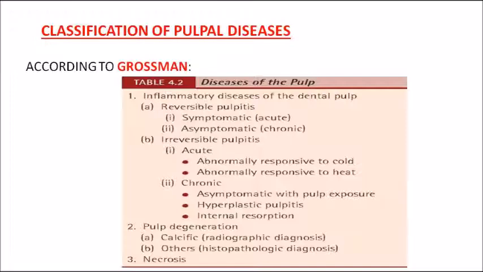Acute can be of 2 types: abnormally responsive to cold and abnormally responsive to heat. Chronic can be of 3 types: asymptomatic with pulpal exposure, hyperplastic pulpitis and internal resorption. So this is inflammatory disease of the pulp. Second category is pulpal degeneration, where there will be calcific degeneration or other categories of degeneration. Calcific degeneration is a radiographic diagnosis, whereas other categories of pulpal degeneration are histopathological diagnoses. That is an important point to remember. Now the third category is necrosis. So this is the classification of pulpal diseases by Grossman.